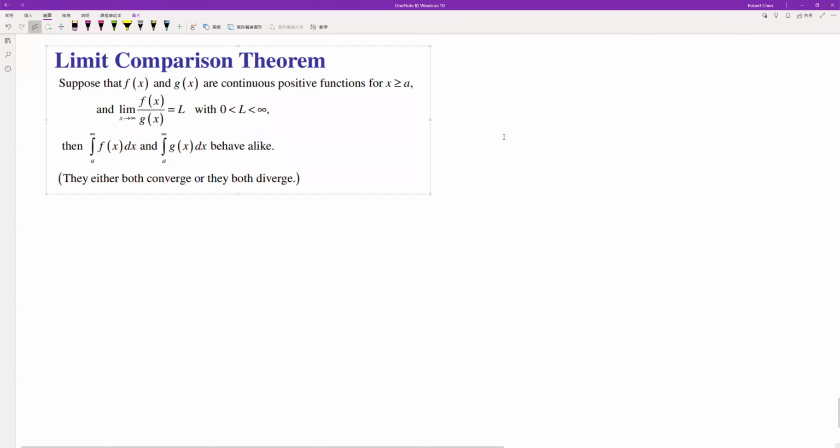All right, so the other comparison test is called the limit comparison test. What we're doing is we take two functions growing at the same rate, right? When we take the limit of the quotient of those two functions, you get a constant. When we were comparing two functions, this means f and g grow at the same rate. Then we can say that these two functions actually behave alike. They either converge together or they diverge together, right? So this is a little different than a direct comparison test. So let's take a look at some examples.